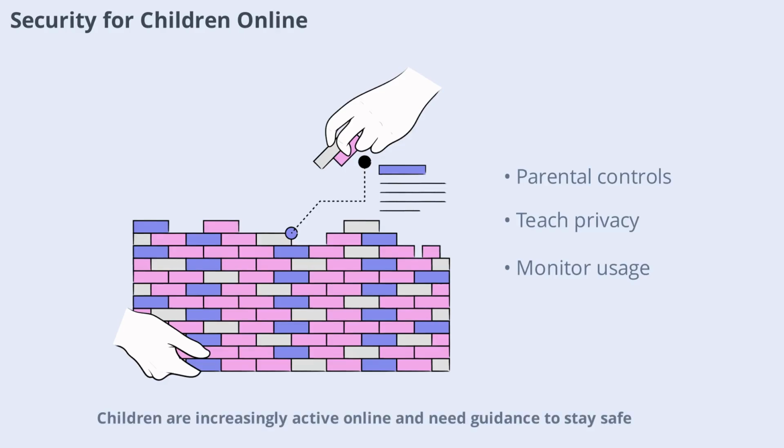Children are increasingly active online and need guidance to stay safe. Set up parental controls, teach them about online privacy, and monitor their internet usage. Encourage open communication so they feel comfortable reporting anything suspicious. By educating children about network security, you help them build safe online habits for life.